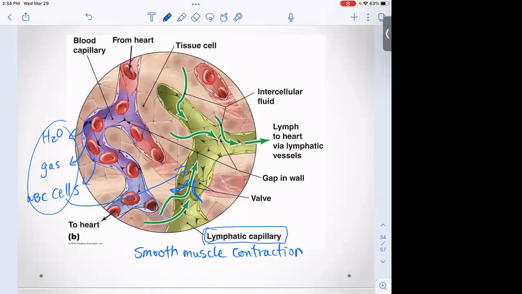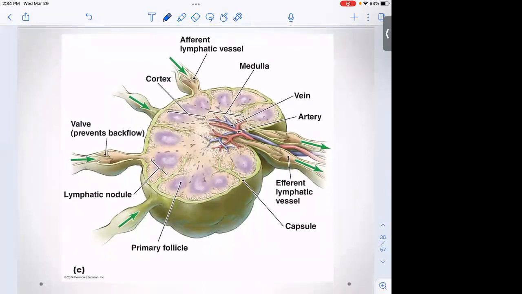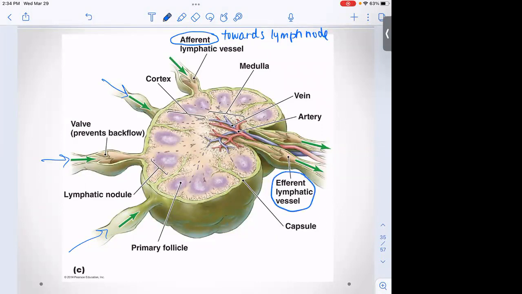Okay, and eventually it will come in contact with a lymph node. And you can see here the lymph node. There are several afferent lymphatic vessels. It's drawn 4 different vessels coming into the lymph node. That prefix A means towards, so towards the lymph node. And there's only 2 efferent ones, away from the lymph node. So that creates kind of a bottleneck in the lymph node.